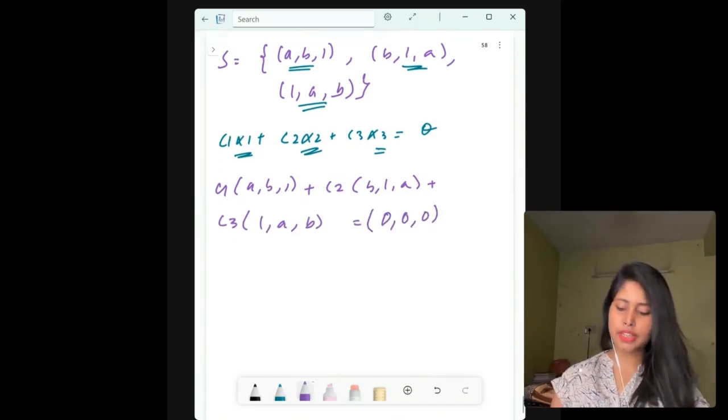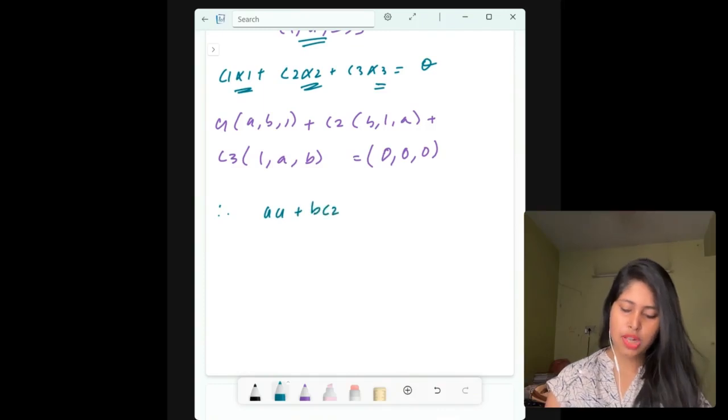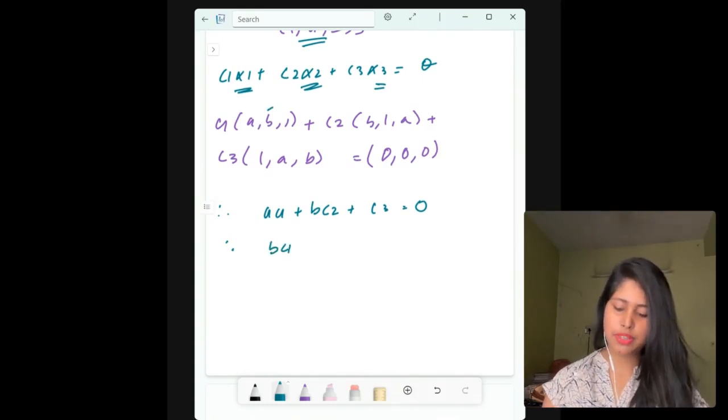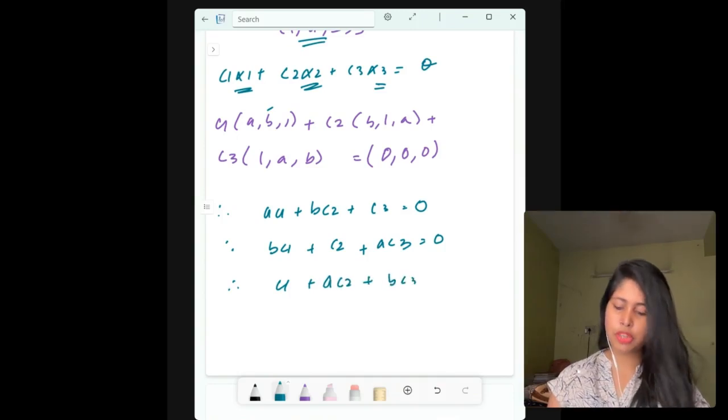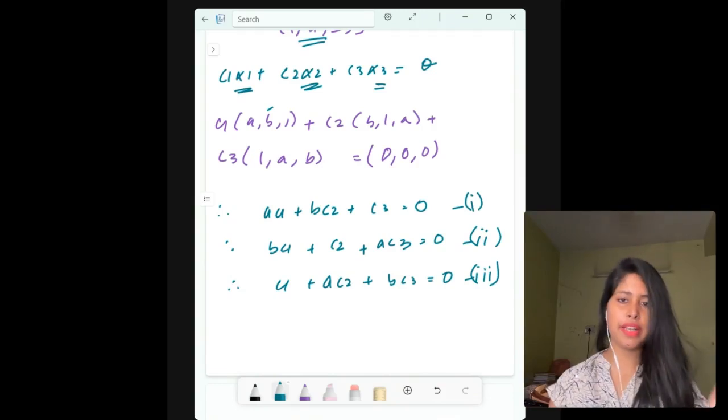Now I'm directly writing the equations, as I said. So let me write it. That is AC1 plus BC2 plus C3 will be equal to 0, and the second is BC1 plus C2 plus AC3 will be equal to 0. And the third equation is C1 plus AC2 plus BC3 will be equal to 0. So this is the first equation, this is the second equation, and this is the third equation which we get after simplifying, expanding this term by term.